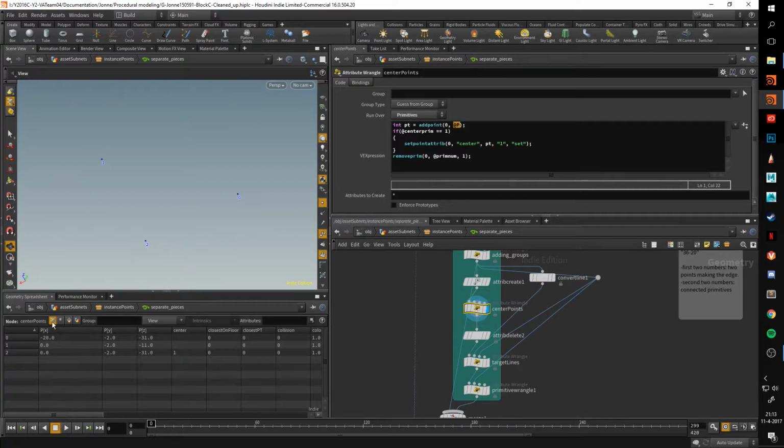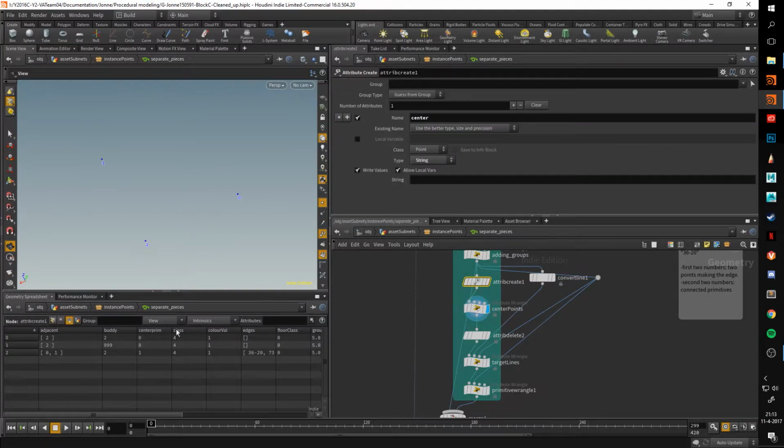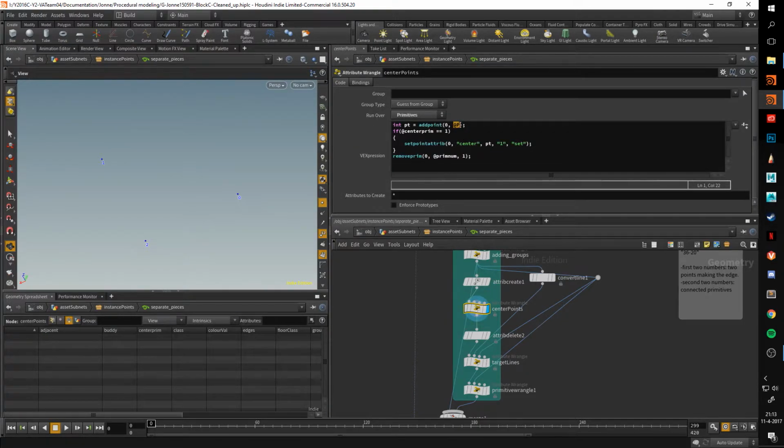position. So here we set the geometry spreadsheet to points, and you can see there's 3 points in all of the position. But if you go to primitives, there's none now, but the primitives don't have an attribute called position. Only the points have those. So apparently when you call the position attribute, in most cases it won't work.